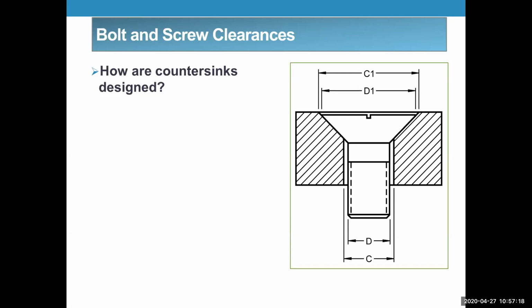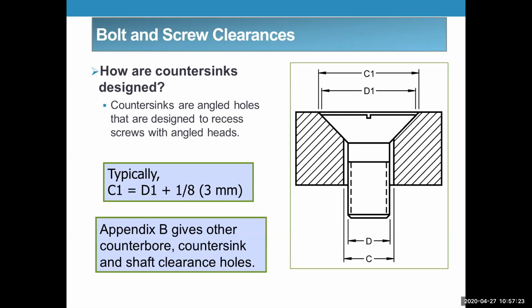Countersinks. So pretty similar to counterbores. We know countersinks are basically an angled hole designed to recess screws with angled heads. And typically, again, the countersink diameter is going to be the diameter of the head of the fastener plus an eighth of an inch. And again, what we're doing is giving ourselves some clearance to make sure that the head of the fastener is below the surface.